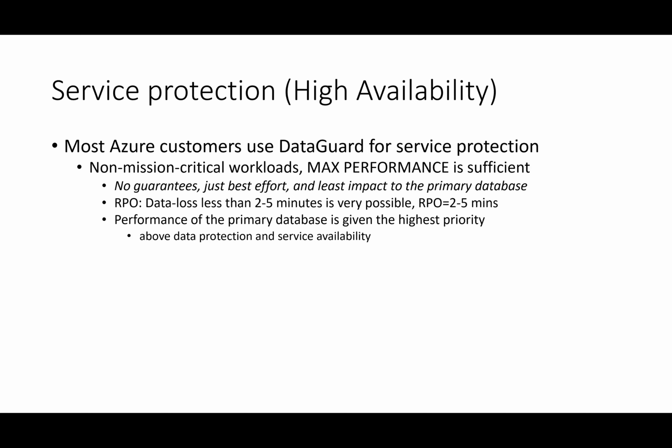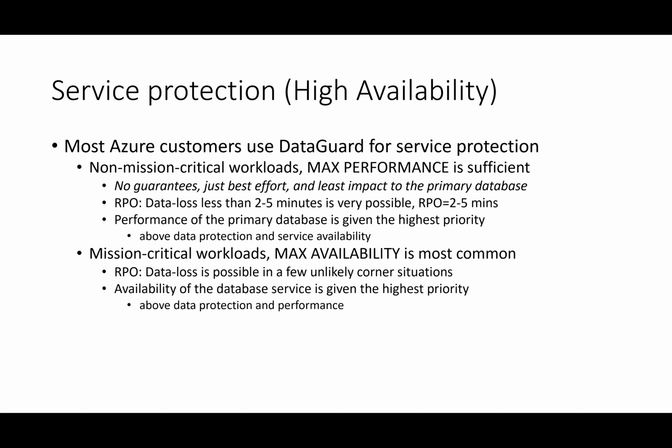So I'm just going to describe, I kind of got out of sequence here. Azure customers use DataGuard. Non-mission critical workloads, go ahead and use max performance. There's no guarantees with max performance, just best effort in the RPO sense. But the reason for that is performance of the primary database is given the highest priority with max performance. Availability and data protection takes backseat to performance of the primary.